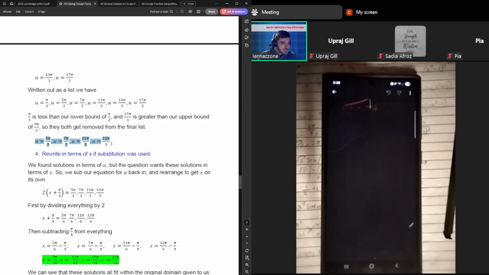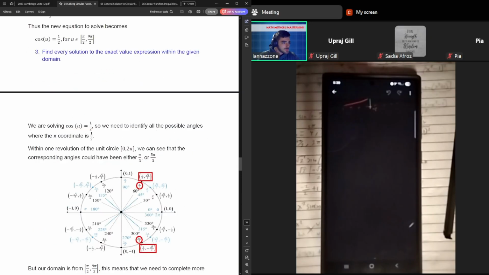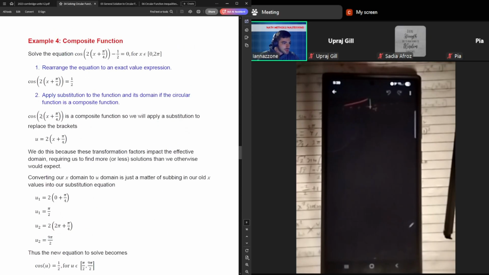And the basic rule of thumb is look at the coefficient on your x, in this case it's 2, and look at your domain. So for every 0 to 2 pi, or gap of 2 pi, you would expect 2 solutions, roughly speaking. If you have a coefficient of 2, you would double it. If you have a coefficient of 3, you would triple it. That's more of a rough guess as to how many solutions you should have, because this translation factor may or may not knock one off.